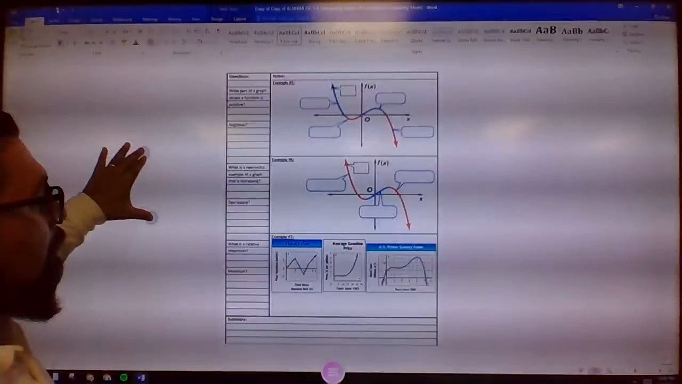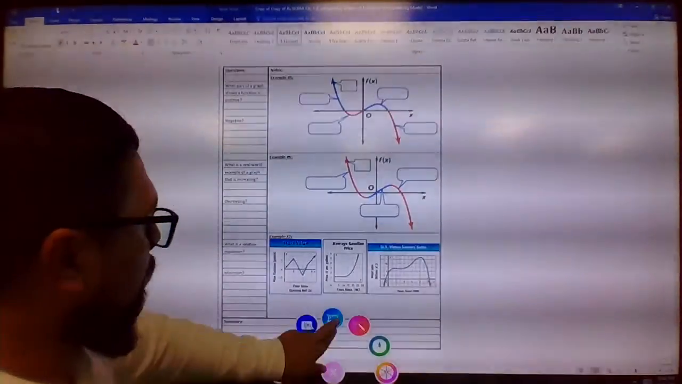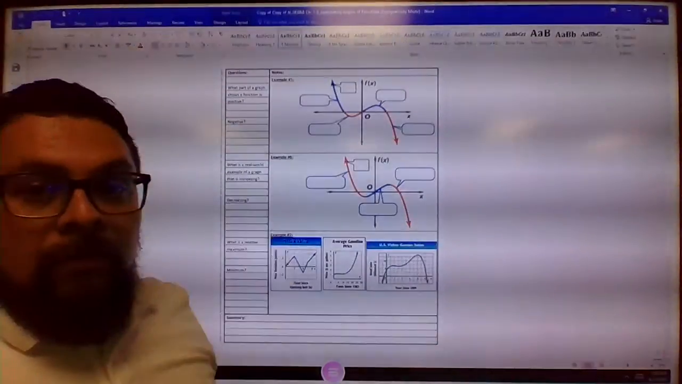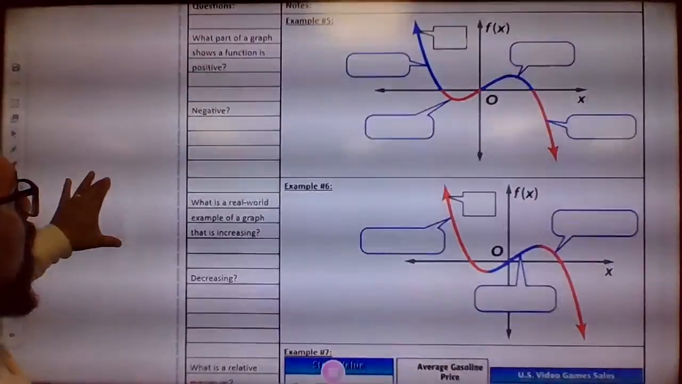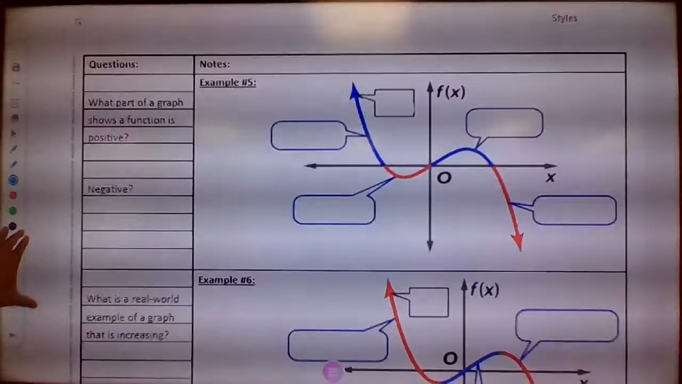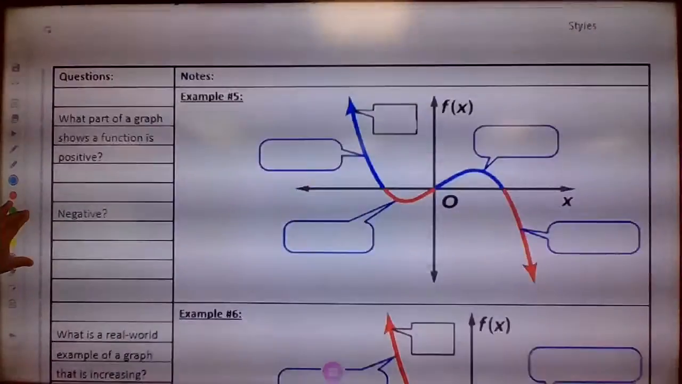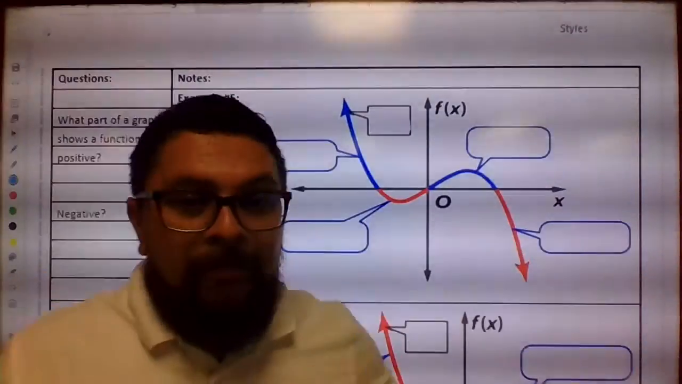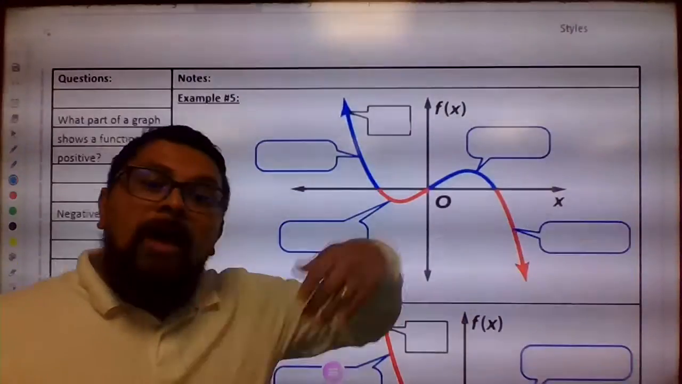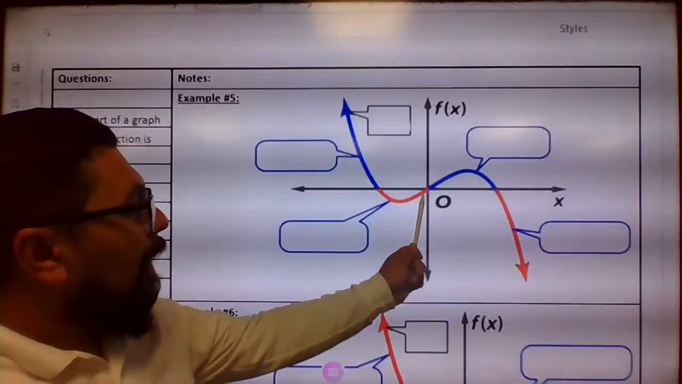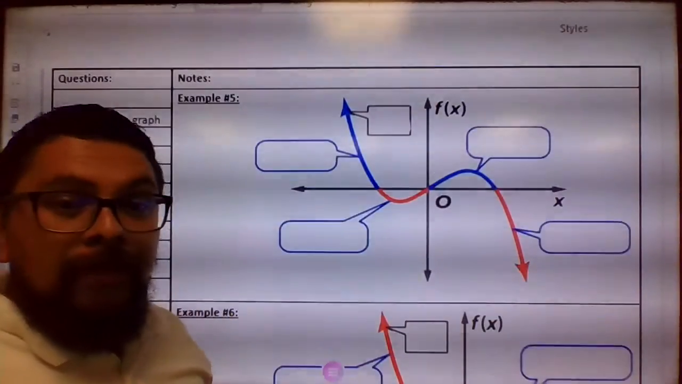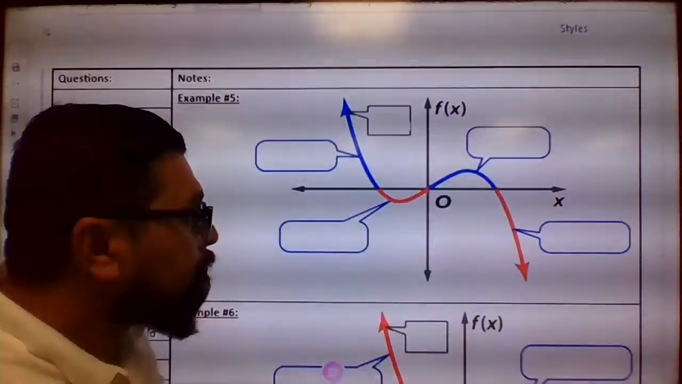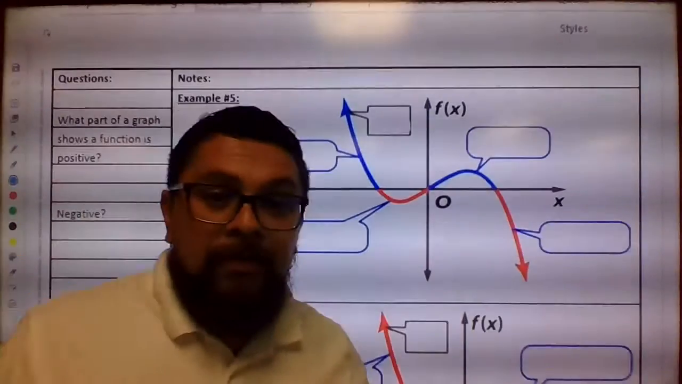All right, let me set this up. We have a graph here, and let me zoom in so you can see a lot better. There are some characteristics about this graph. On top of what we already know, we know it crosses the x and the y axis here. We know this is nonlinear. It's not a line, it's a curve. Let's take a look at some other characteristics.